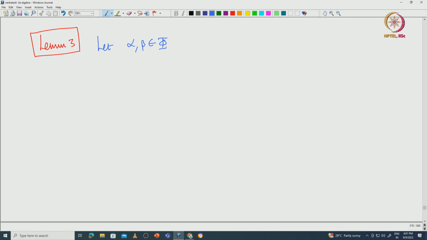So, what do we want to know? Whether we can add or subtract this alpha beta. What I mean by that is, if you add alpha and beta, whether it is again a root or not. That is what we want to know. So, let us see what happens. You can safely assume that beta is not a multiple of alpha.